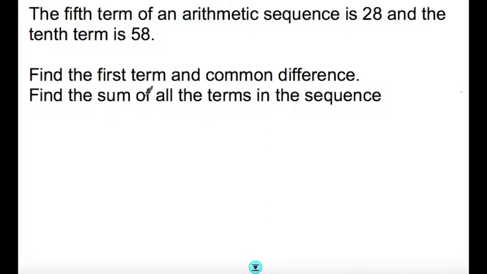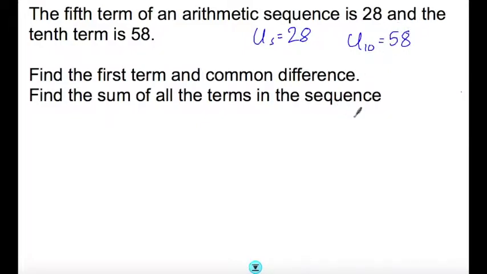Okay, so 4 more problems and then I'll leave you alone. So the fifth term of an arithmetic sequence. I think it's always good with these to write down what they're telling us. So U5 is 28 and U10 is 58. Find the first term and the common difference.